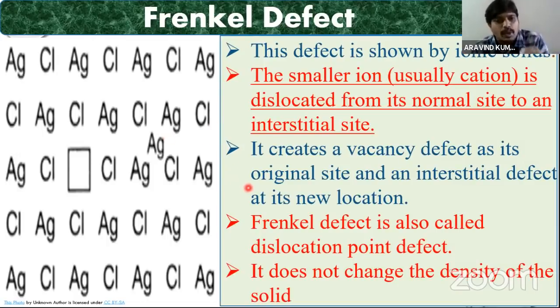Let me read it out once, children. This defect is shown by ionic solids. The smaller ion is dislocated from its normal site to an interstitial site, creating a vacancy at its original place and an interstitial defect at its new location. Now you understand, right? The Frenkel defect is also a point defect. It does not change the density of the solid.